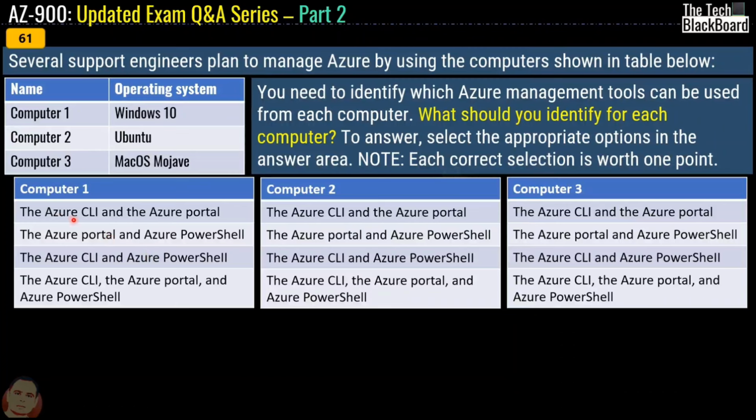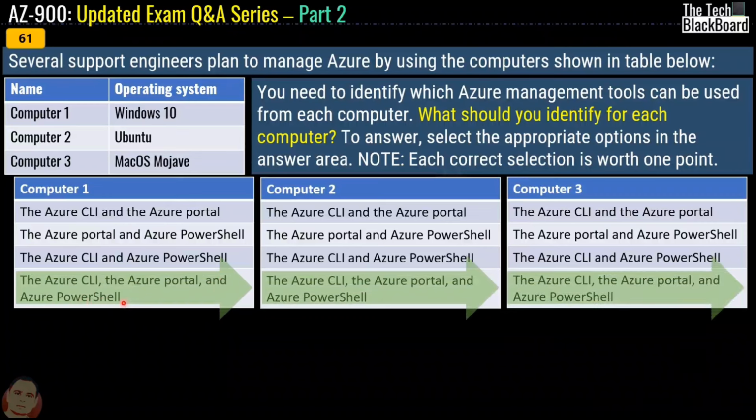The first option is Azure CLI and Azure Portal. The second is Azure Portal and Azure PowerShell. The third option given is Azure CLI and Azure PowerShell. And the fourth option given is Azure CLI, Azure Portal and Azure PowerShell. Now friends, let me give you the answer and then I will give you my understanding of why I have picked this answer. This is because, as you might be seeing, there are a lot of variations in the answers to these questions on various sites. So the correct answer for computer 1, 2 and 3 is Azure CLI, Azure Portal and Azure PowerShell.